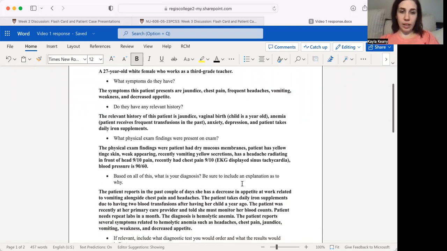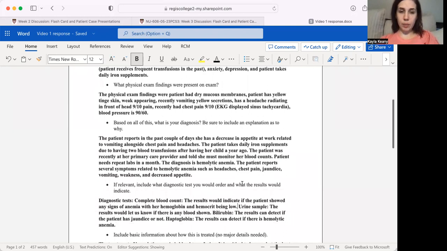The physical findings were that the patient has dry mucous membranes, yellow tinged skin, weak appearing, recently vomiting yellow secretions, has a headache radiating in the front of the head, 9 out of 10, recently has chest pain, 9 out of 10, with the EKG displaying sinus tachycardia and a blood pressure of 90/60.